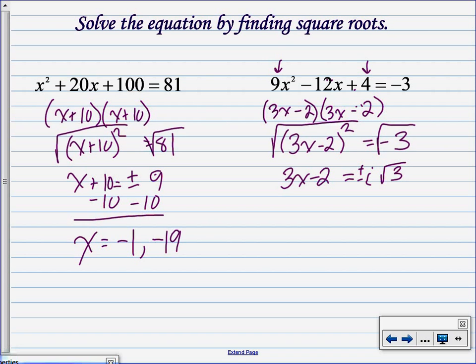Okay. Now what do I need to do? Plus 2. And then I get 3x equals 2 plus or minus i square root of 3. Everyone okay with that? Okay. Right here, I added 2. I'm going to solve for x, so I've got to add 2 to both sides.